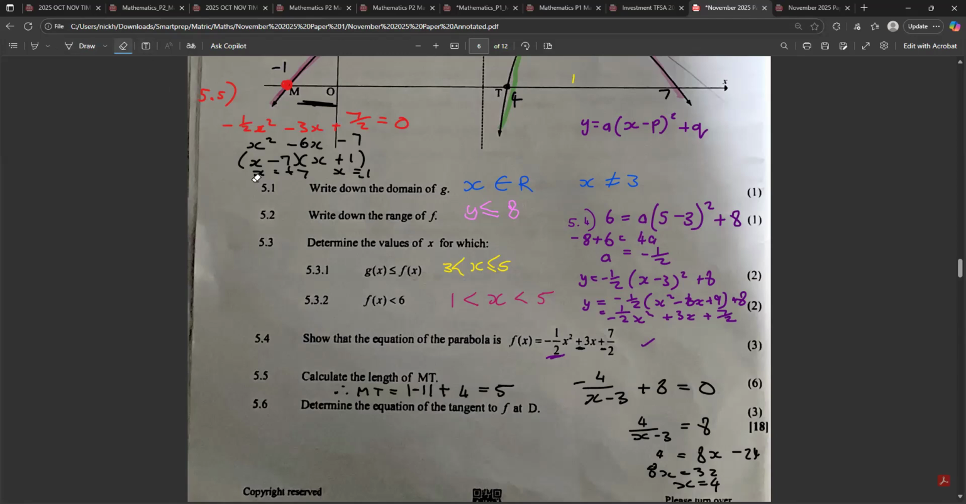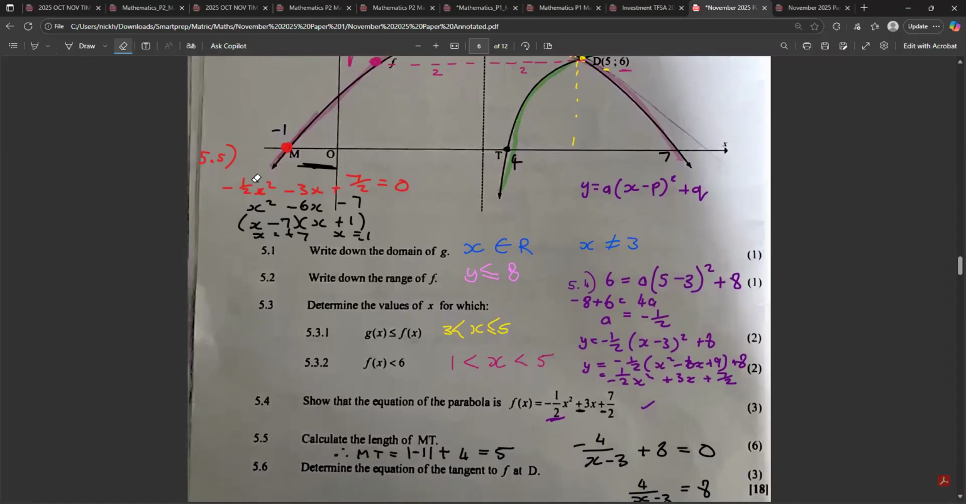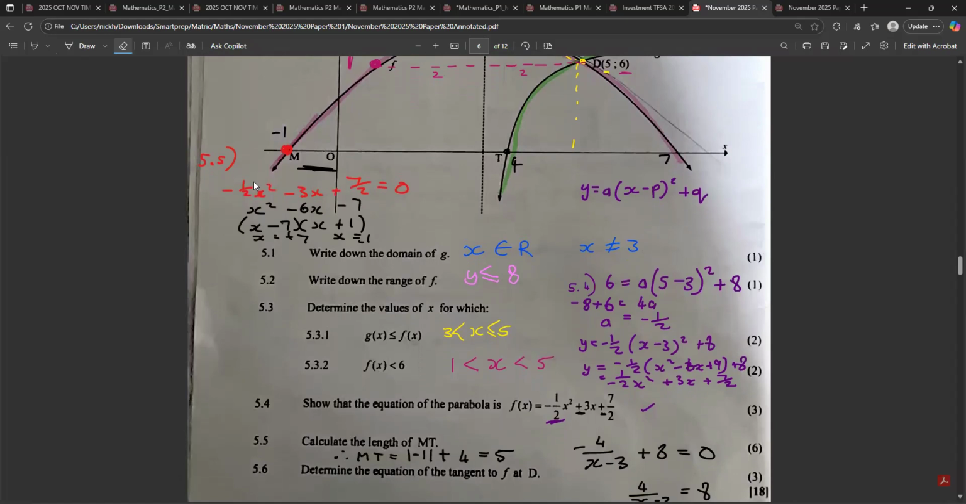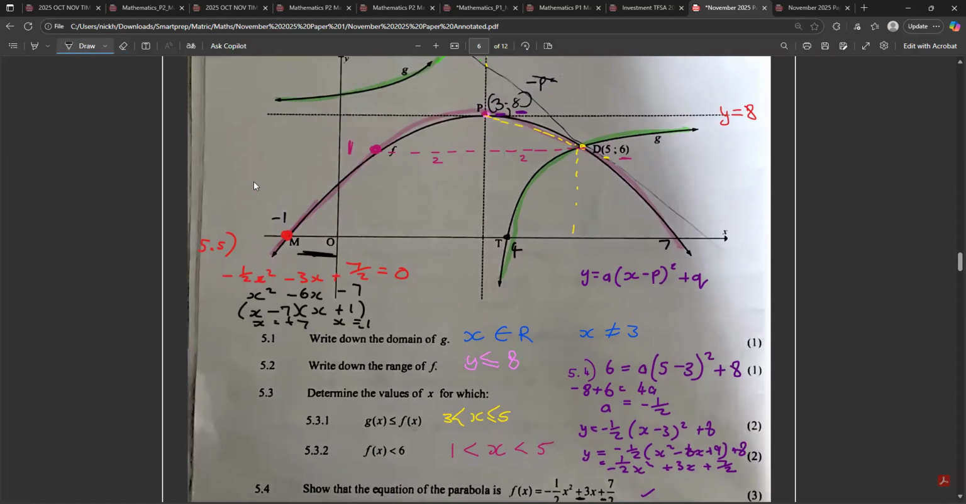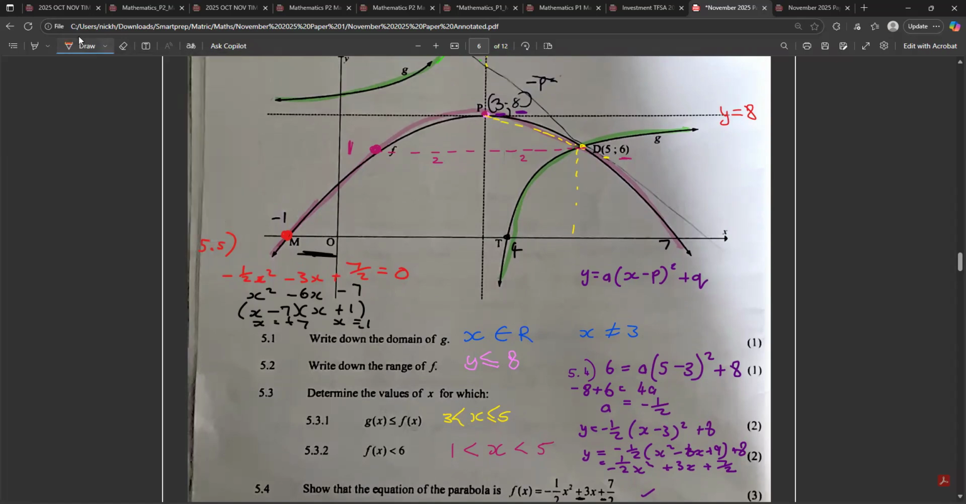Okay, determine the equation of the tangent to f at d. So what is the tangent? The tangent is going to be the slope, right? So we want the slope at d. So I'm just going to draw that, and then I'm going to go down and solve. That's going to be along here, so it's going to have a slope. Now we can get the m by getting the derivative of f of x, right? And then we can simply sub in this 5 and 6 as points into our graph to get c.